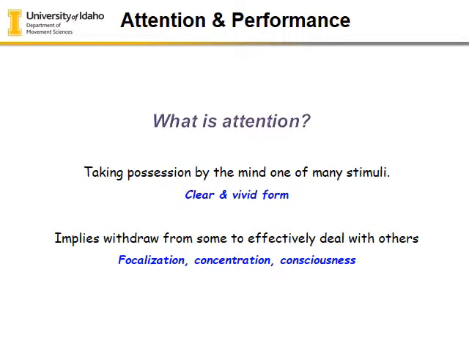Then you can see activity in the brain in response to a certain type of stimulus, which takes precedence in a clear and vivid form. It implies that you have some sort of withdrawal from something else to effectively deal with something, right? So if one stimulus draws your attention, then you have to move away from another action or focus and directly focalize or concentrate on that. This is thought of as consciousness, where you are consciously focusing, and you can see this by the electrical activity in the brain towards something independently.